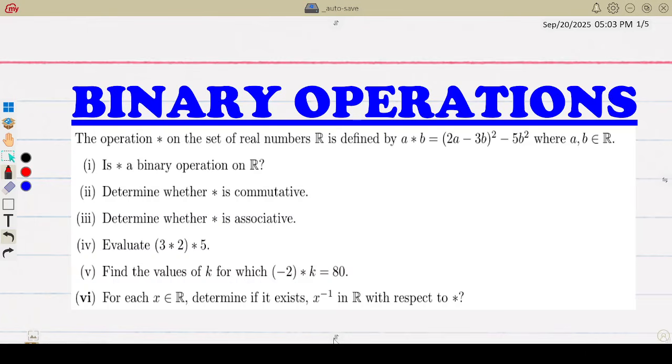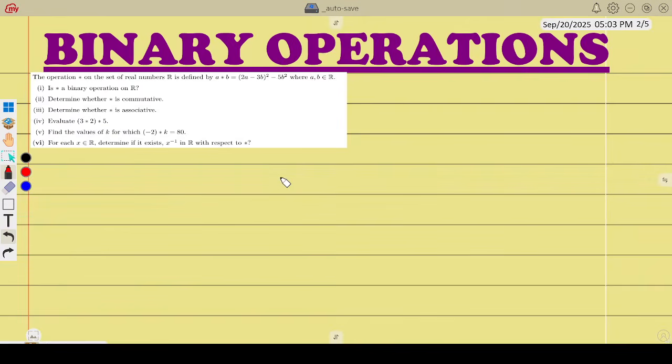Let us now go through some practice questions on binary operations. We're going to deal with pretty much everything here and even more practice questions.